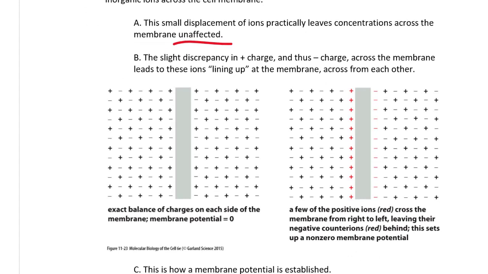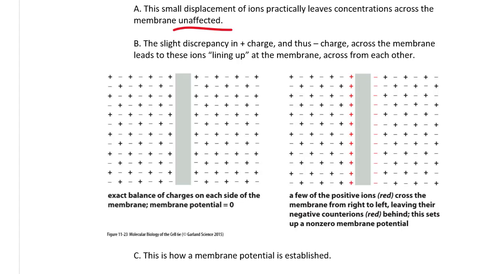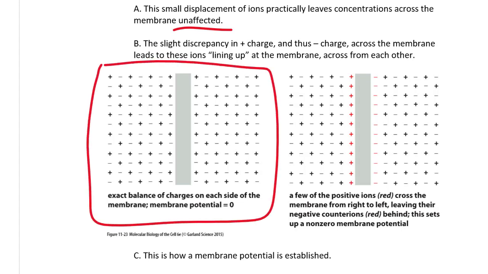The slight discrepancy in plus charge and thus minus charge across the membrane leads to these ions lining up at the membrane across from each other. So in part 1 right here, or this picture right here, we have an exact balance of charges on each side of the membrane, and the membrane potential is 0. So you have equal amounts of positive and minus charge on both sides.